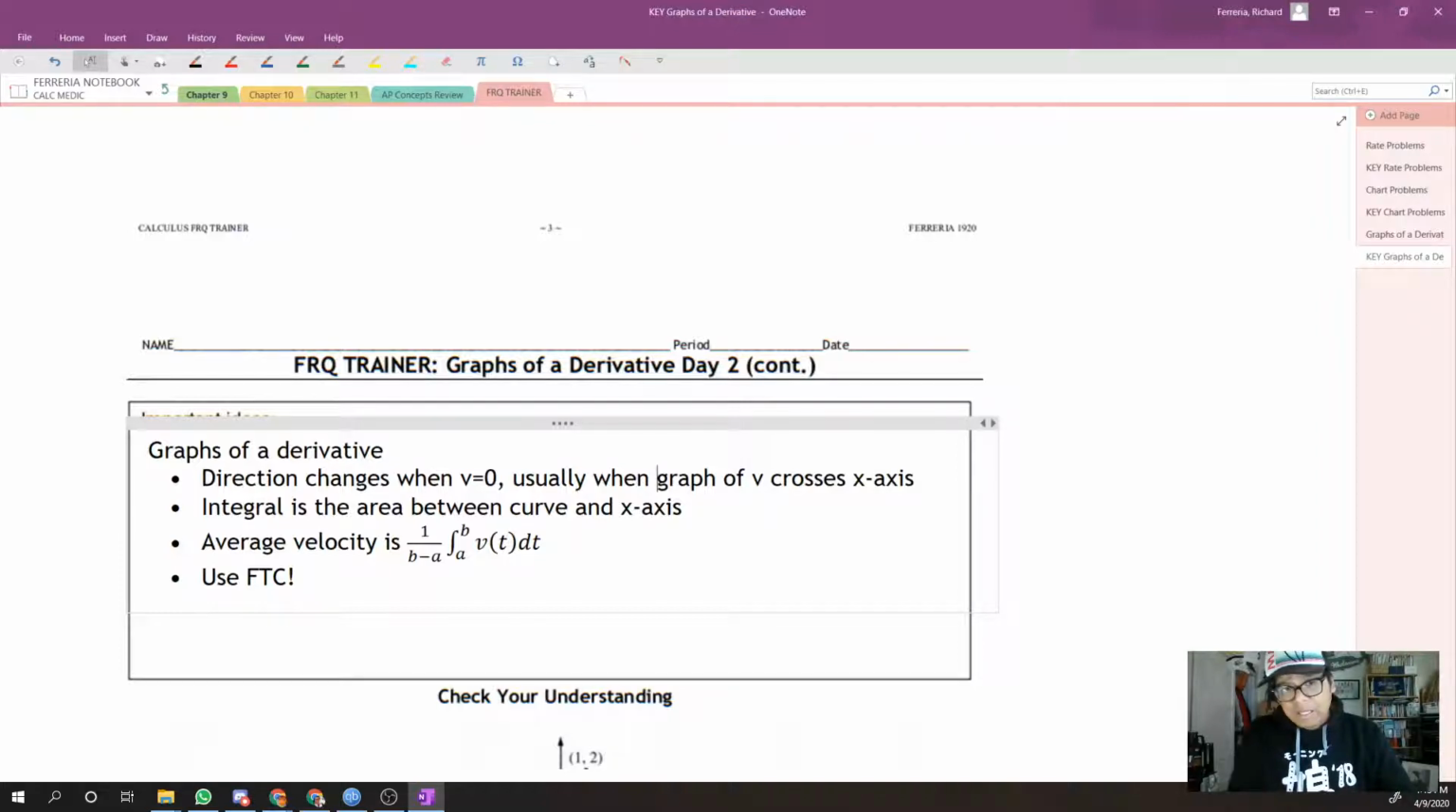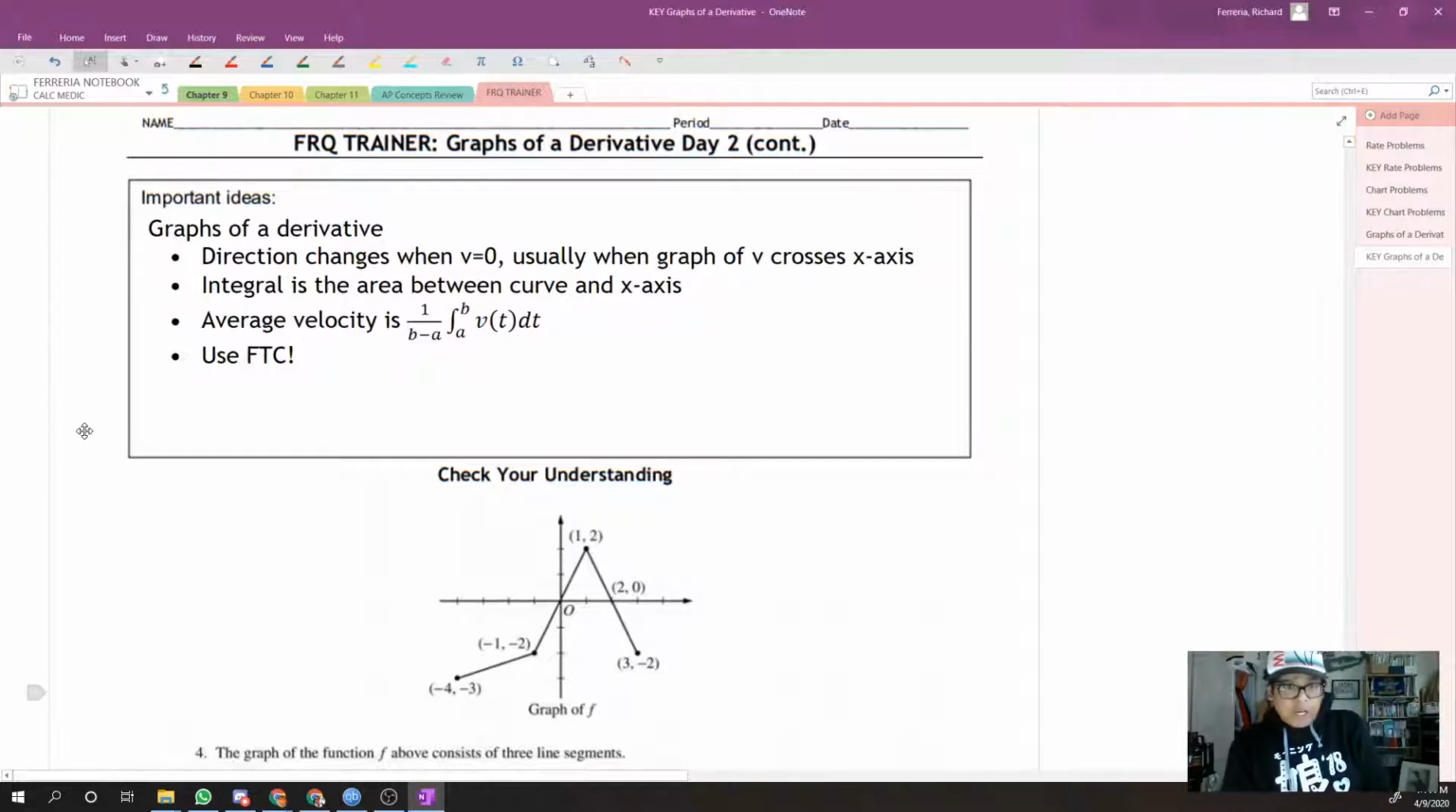Average velocity is the same average formula that we've used for anything. And don't forget to use the fundamental theorem of calculus, especially if you see a difference between two functions. That is the fundamental theorem. While we're at it, we should mention the other part of the fundamental theorem of calculus, which would be the derivative of an integral. Don't forget that either, because that can be used, and I mention that because we are going to use that in the Check Your Understanding.